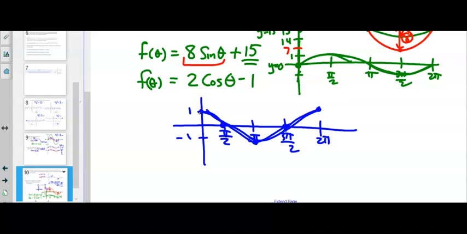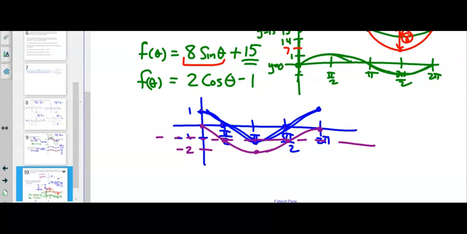So what happens when we subtract 1? That means the graph is going down 1. So this is going to be from 1 down to 0, from 0 down to -1, from -1 down to -2, from 0 down to -1, and 1 down to 0. So the graph is going to look like this now. And so the midline now is at -1.